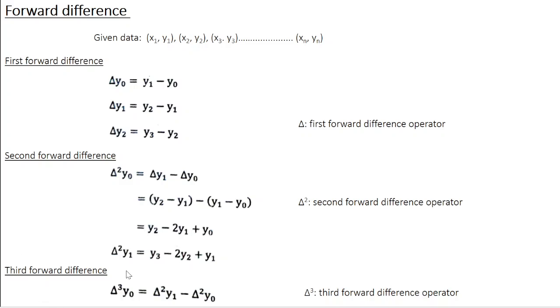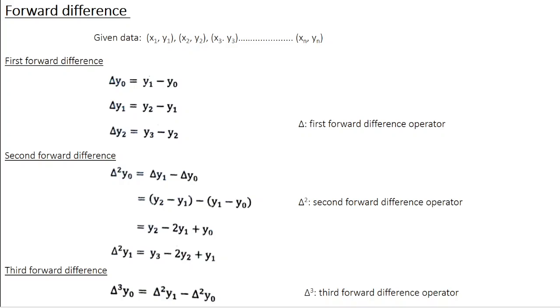Next is the third forward difference given by the operator delta cube. So the third forward difference is nothing but the difference between two successive second forward difference terms. So delta cube y0 is nothing but delta square y1 minus delta square y0.